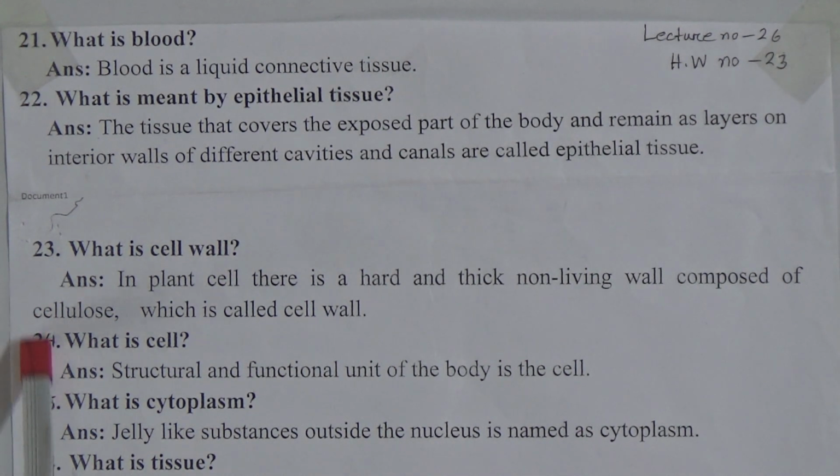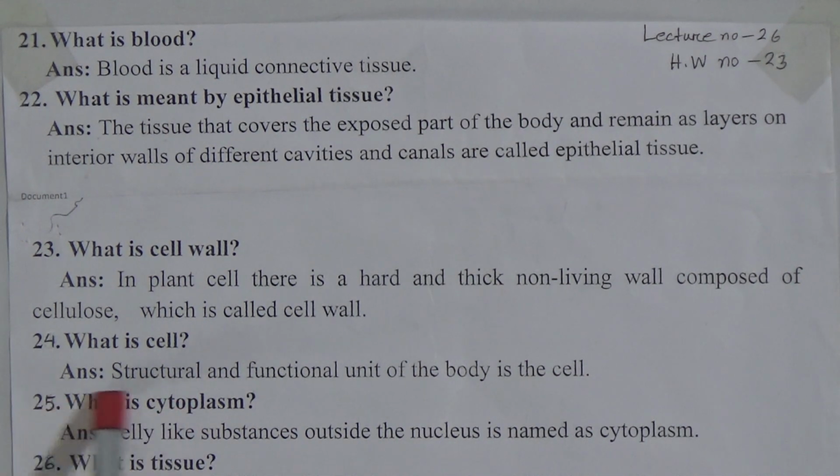Student, in your suggestion after 23 number there is 25, but the correction is 24. It will be 24 number question. What is cell? The answer is, the structural and functional unit of the body is the cell.